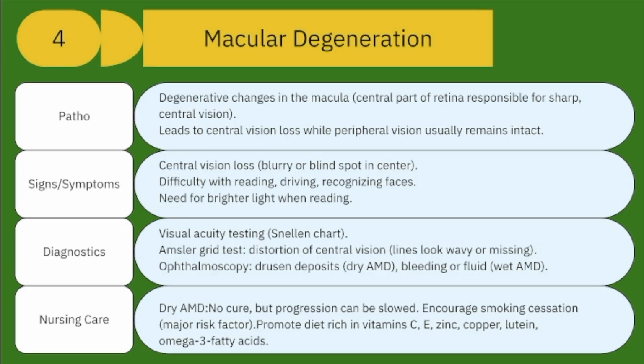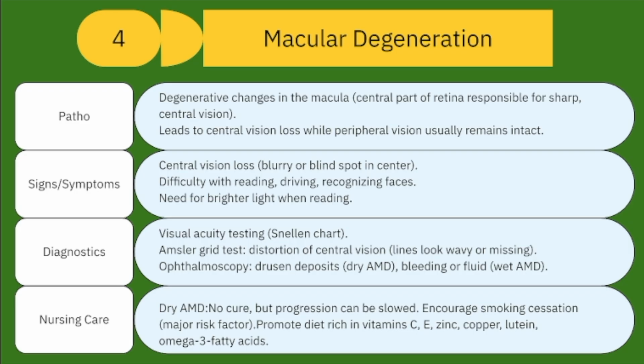Next, we have macular degeneration or AMD. This hits the center of vision. So reading, driving, or recognizing faces get tough. The sides stay clear though. So keep this in mind. This is different from glaucoma, which affects peripheral vision, but macular degeneration affects central vision.